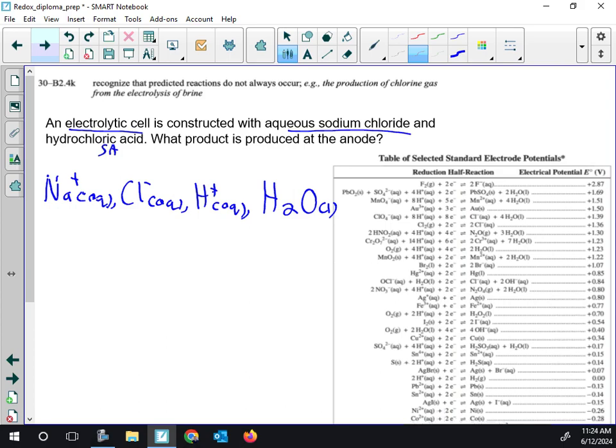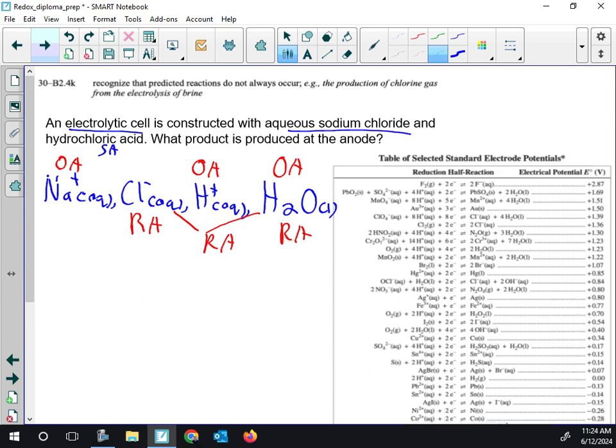Then we have to list the OAs and the RAs. All metal ions are OAs, sometimes they're both. Sodium is an OA in this case. Chloride is a reducing agent. H+ is an oxidizing agent. Water can potentially be both. And we've got this pairing. We've got chloride and water together as potential reducing agents. So that completes our labeling.